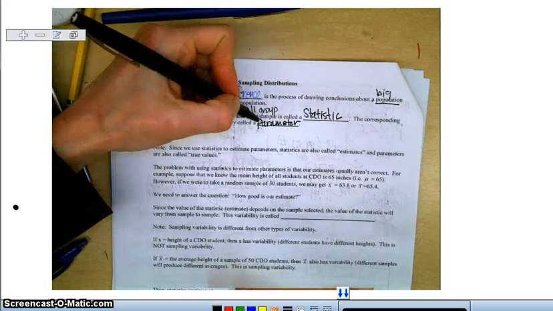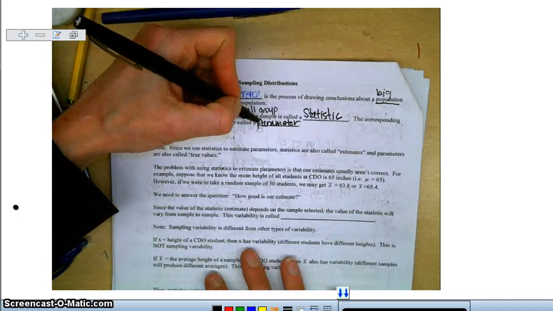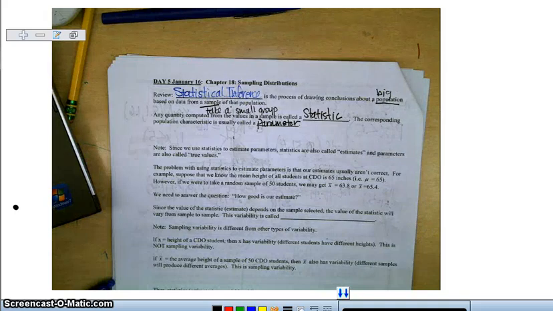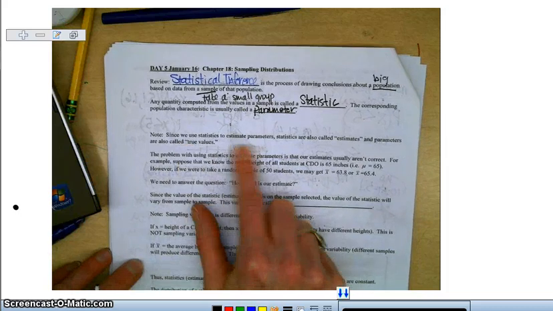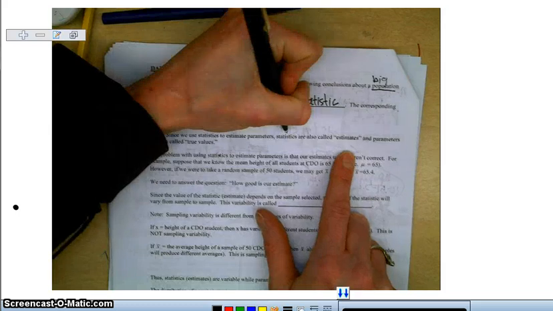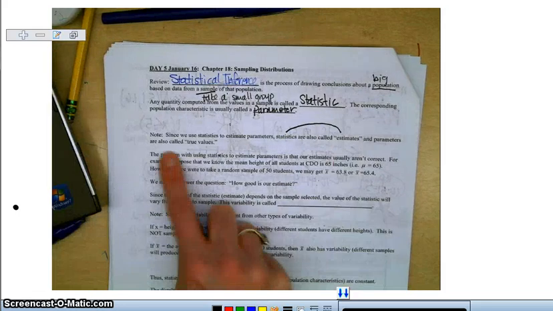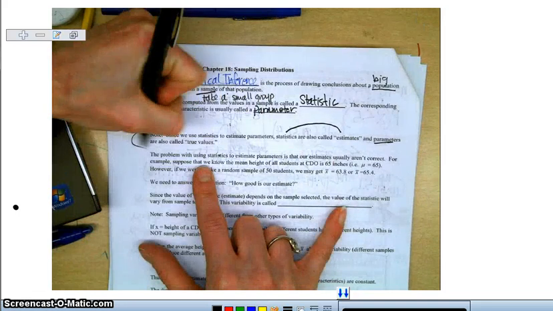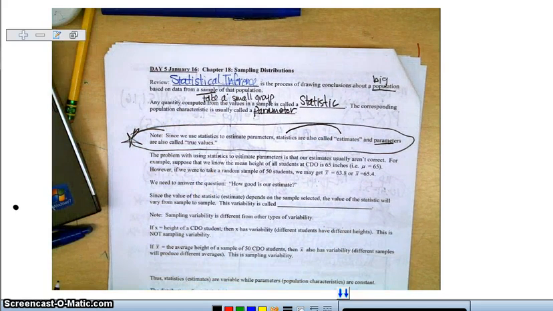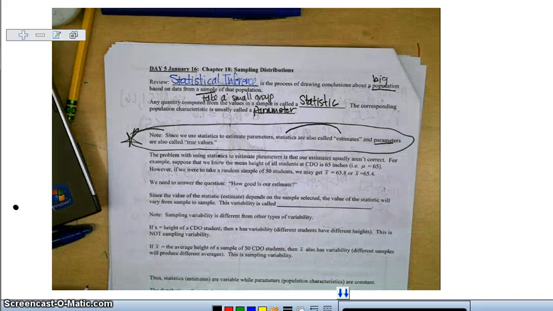A lot of times, and as we move forward, the parameter will be something that we don't necessarily know. An unknown parameter that we're trying to estimate. Since we use statistics to estimate parameters, statistics are also called estimates. A statistic is an estimate. Parameters are true values. This is super important. You'll have a test question about this. It'll say, describe the difference between a parameter and a statistic.